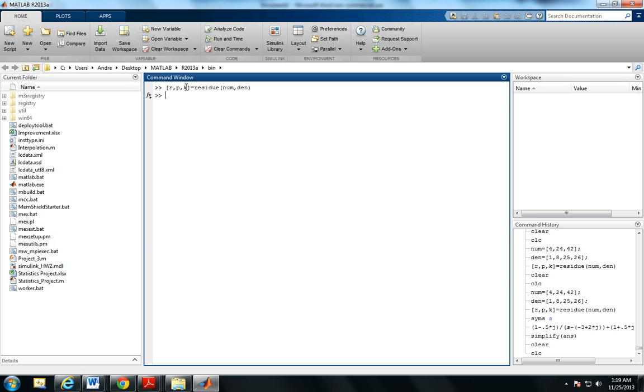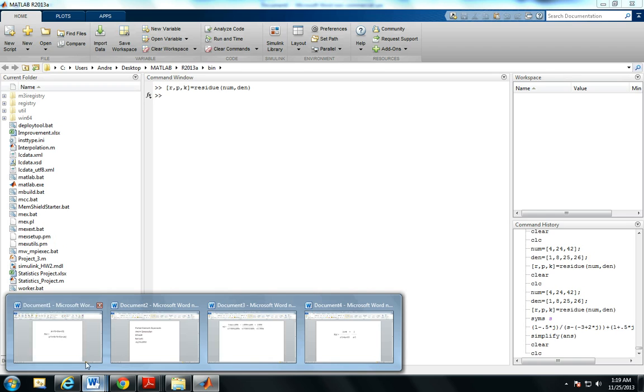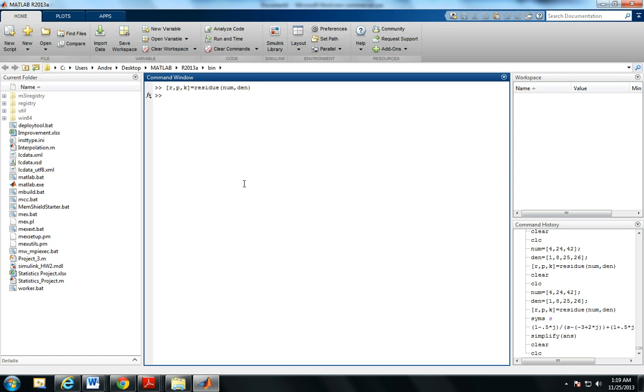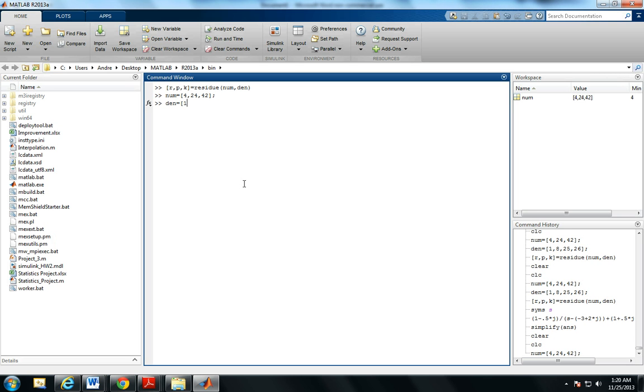Now, in order to perform a partial fraction expansion on, let's say, a given function such as X(s) = (4s^2 + 24s + 42) / (s^3 + 8s^2 + 25s + 26), our first step is to define our num and den vectors, which are the coefficients of the numerator and denominator's polynomials. So our num vector in our case will be [4, 24, 42]. Our den vector will be [1, 8, 25, 26].